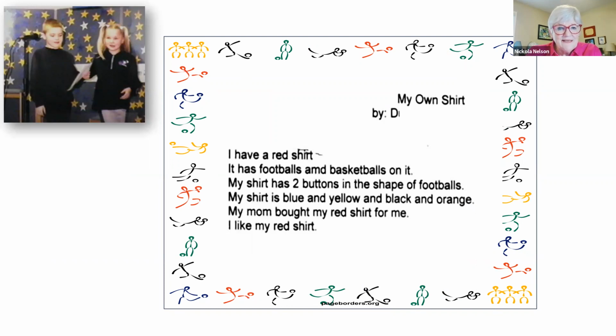I have a red shirt. It has footballs and basketballs on it. My shirt has 2 buttons in the shape of footballs. My shirt is blue and yellow and black and orange. My mom bought my red shirt for me. I like my red shirt.